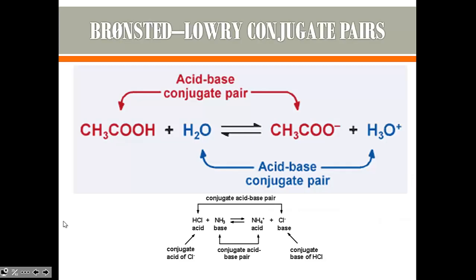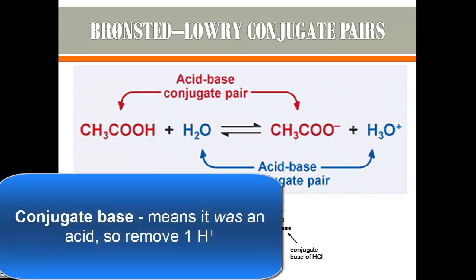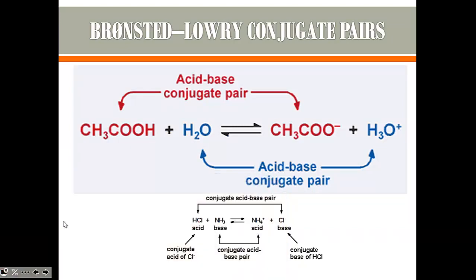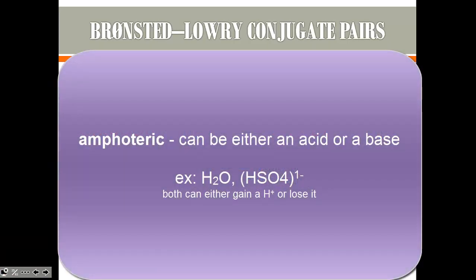So acid-base conjugate pairs are simply what something is acting like in the forward reaction versus what it is in the reverse reaction. If I ever ask you for the conjugate base of something, it simply means remove a hydrogen. If I ask you for the conjugate acid, it means add a hydrogen to it. You'll notice that water can act as both an acid or a base. This is because water is one of a couple substances that is what's known as amphoteric. It can be both an acid or a base.